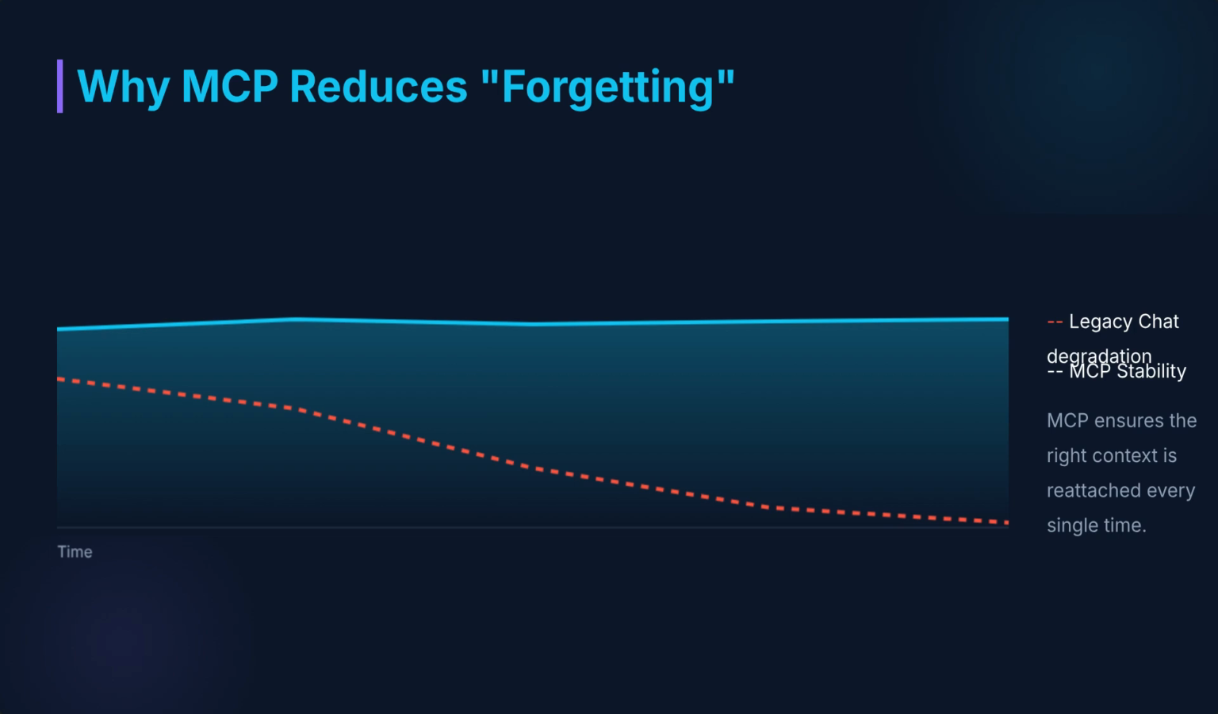This chart illustrates how MCP reduces "forgetting." Unlike legacy chat, where quality degrades over time, MCP ensures the right context is consistently reattached, providing long-term stability.